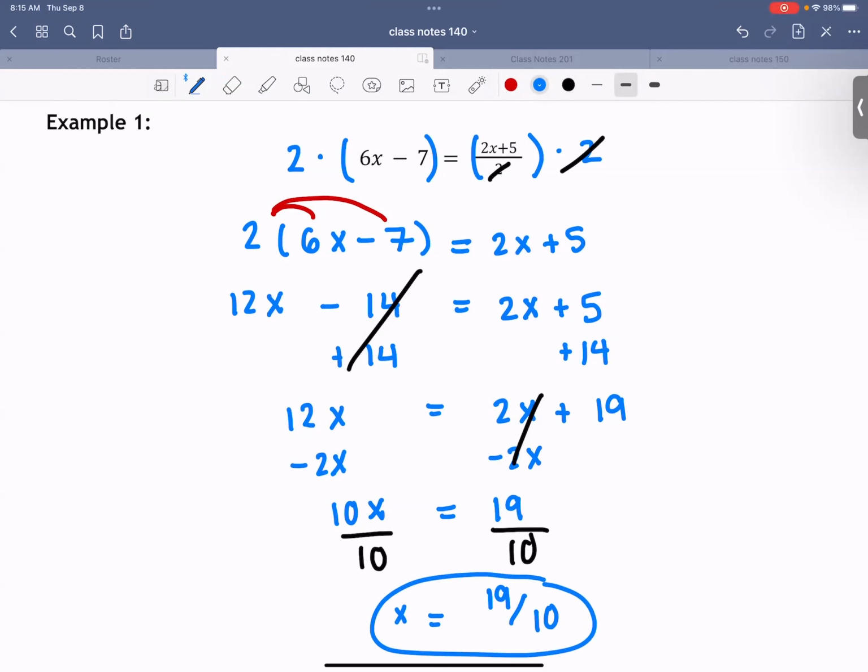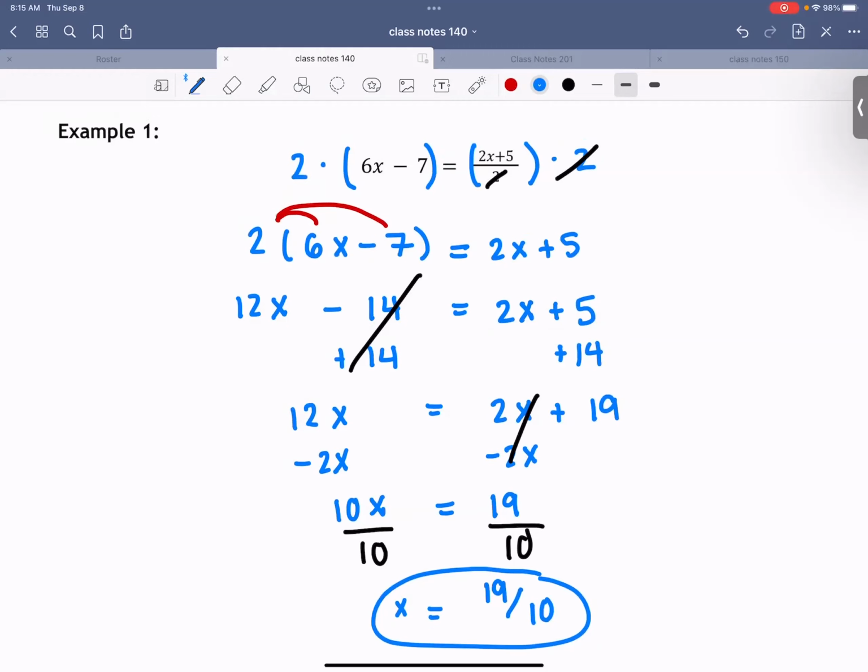Yeah, that's totally fine. Decimals, fractions, totally fine with me. Any question on example 1 or any other questions? Nice. All right.